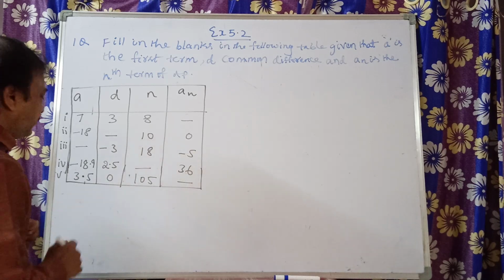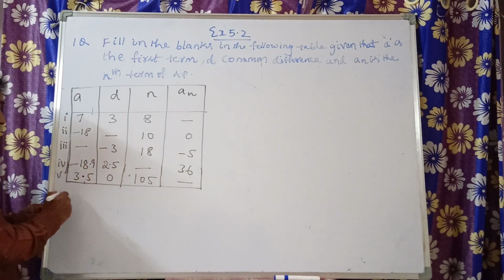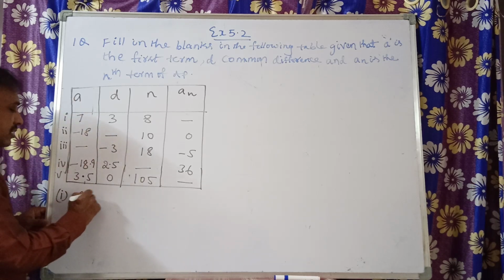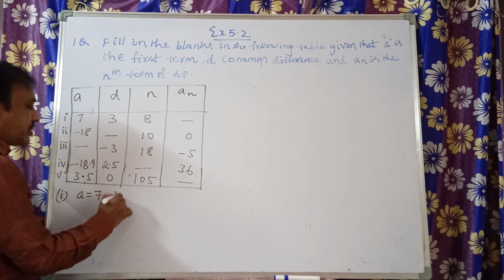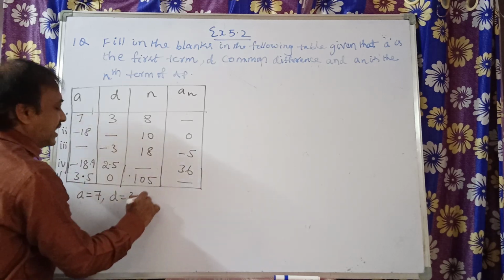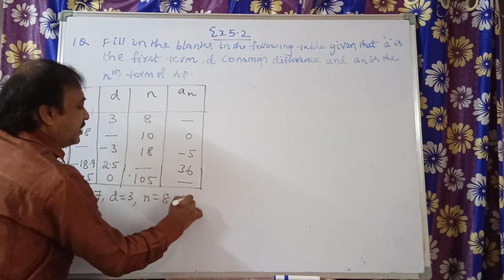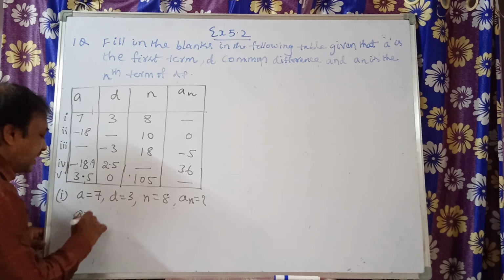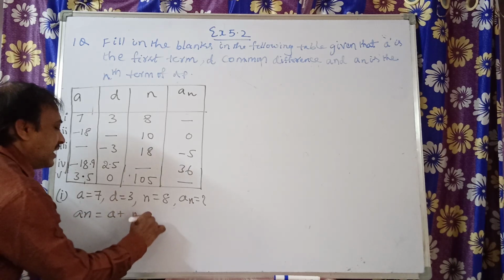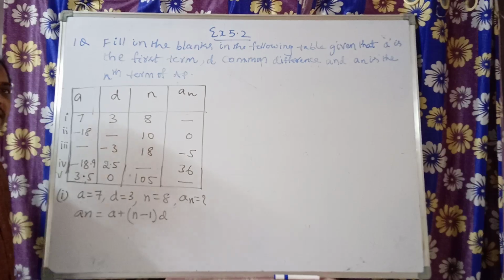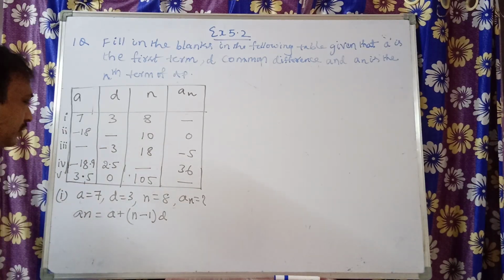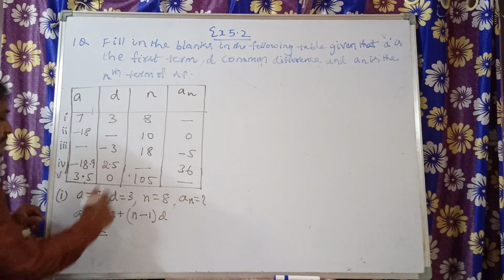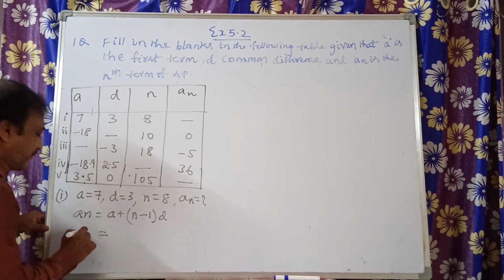So listen first to how to use the formula. I am solving the first question. A is equal to 7, d is equal to 3, n is equal to 8, and we have to find out an. What is the an formula? Just now we discussed: An is equal to a plus n minus 1 into d. N is the number of terms. How many terms? That means we are going to find the 8th term.